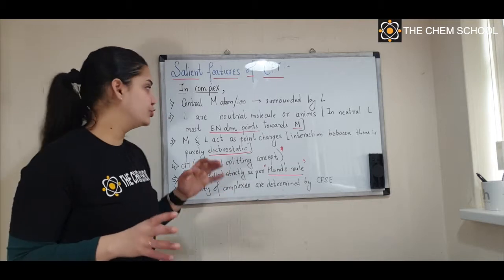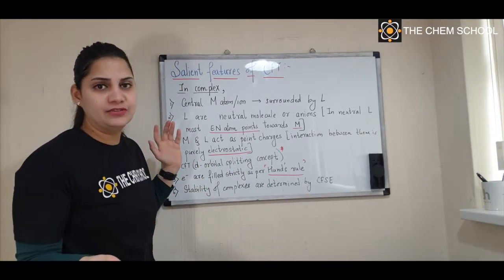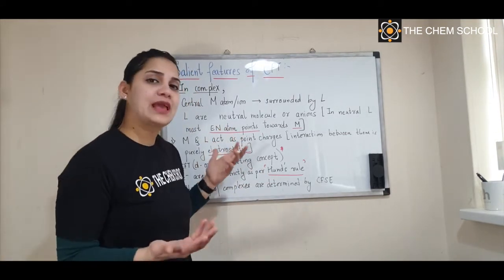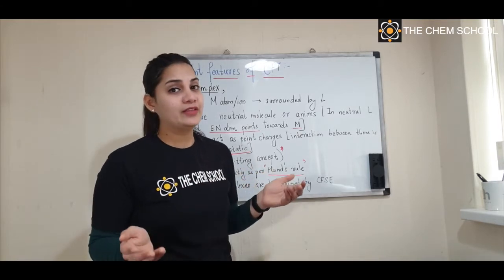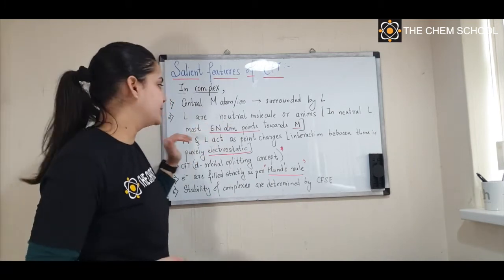The next thing that you should know is that ligands can be either neutral or negatively charged, because they have to be nucleophilic. In neutral ligands, the lone pair can be donated, and in negatively charged ligands, the anion can be donated. So that will be your donor ligands, right?